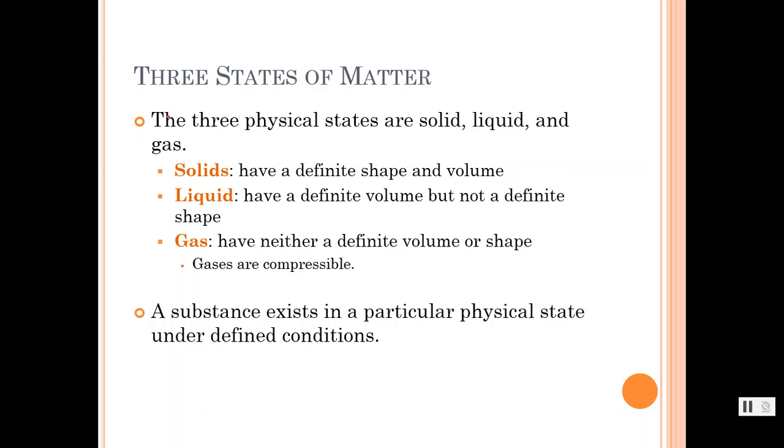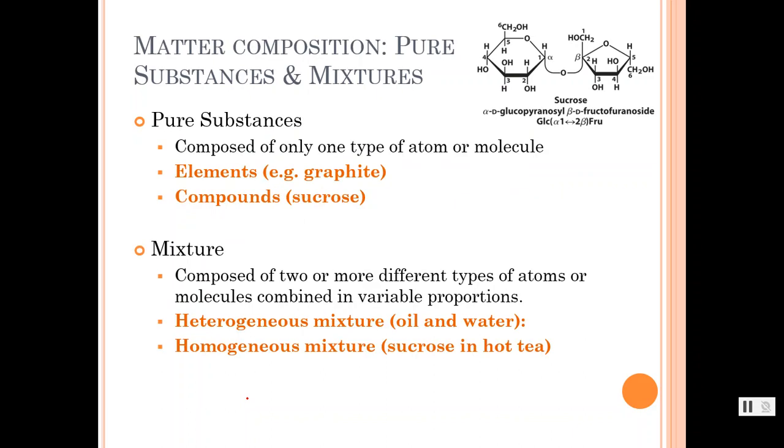So you should know that matter exists in three different states: solid, liquid, or gas. The physical state of that substance depends upon particular conditions. One of the conditions we're going to talk about later on in this chapter is temperature or energy. So a substance exists at a particular temperature. Those are the three states of matter that we talk about in this course.